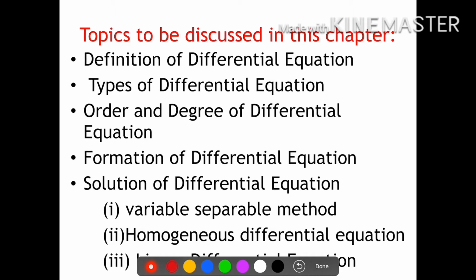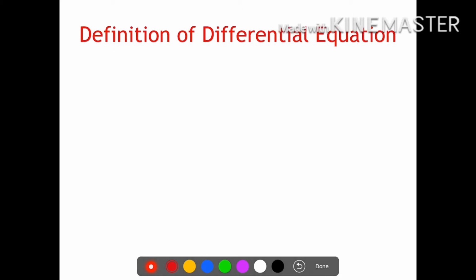In your board examination, generally 2 short questions of 1 mark or 2 marks and 1 question of 4 marks or 6 marks come in your board examinations. 6 marks questions generally come on solution of differential equation, and short questions may come on order and degree. This is the maximum priority, or it may come on formation of differential equation, or some short questions on this also. Okay. So today we will know what is the definition of differential equation, what are the types of differential equation, and what is the order and degree of the differential equation.